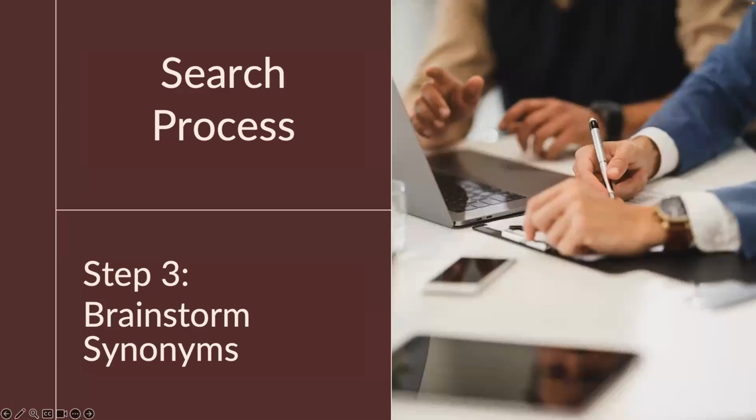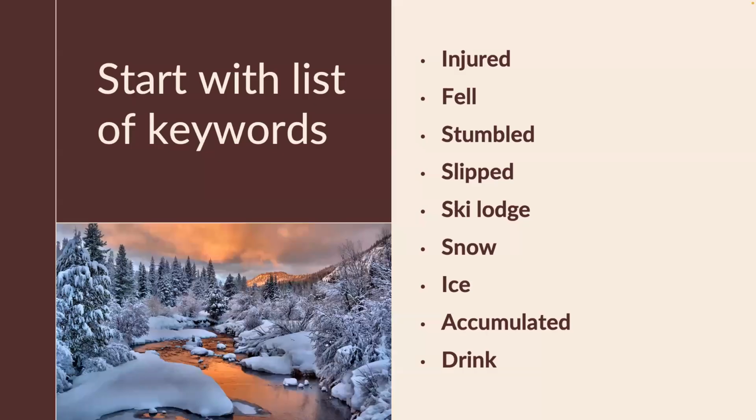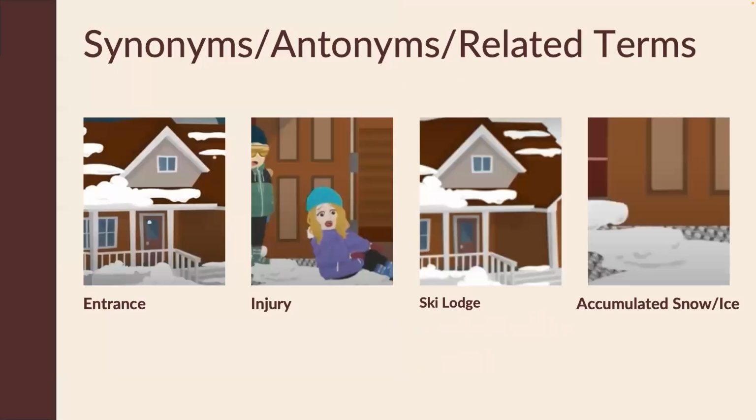The third step in the search process is brainstorm synonyms. Start with a list of terms you compiled in step 2. Then, for each term or set of terms, brainstorm synonyms, antonyms, and related terms. Let's look at a few of the terms from our hypothetical as examples.